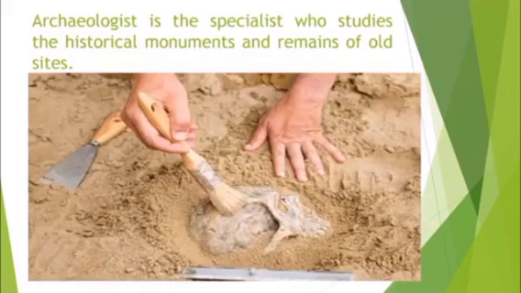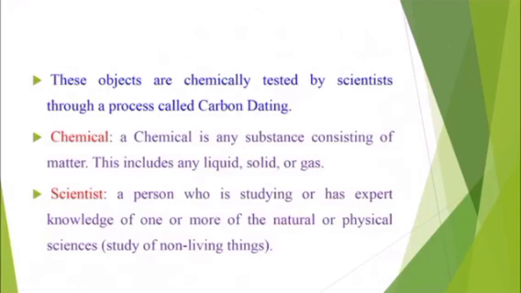Archaeologist is the specialist who studies the historical monuments and remains of old sites. Here, monuments means memorial buildings. So, archaeologists dig out the old sites and take out the objects from there. Then, these objects are chemically tested by scientists through a process called carbon dating.